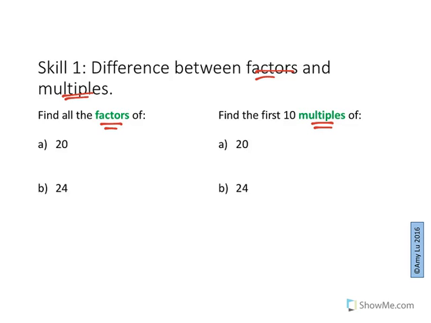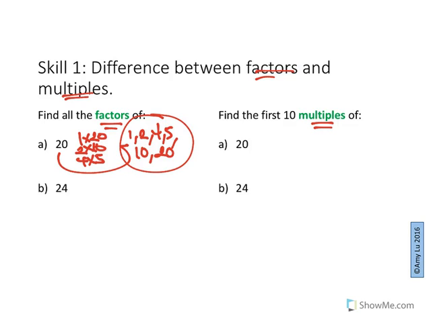So, for example, to find the factors of 20, I have to think in pairs. I know that 1 times 20 makes 20. I know that 2 times 10 makes 20. I know that 4 times 5 makes 20. And really, there's no more. So the factors of 20 are 1, 2, 4, 5, 10, and 20.